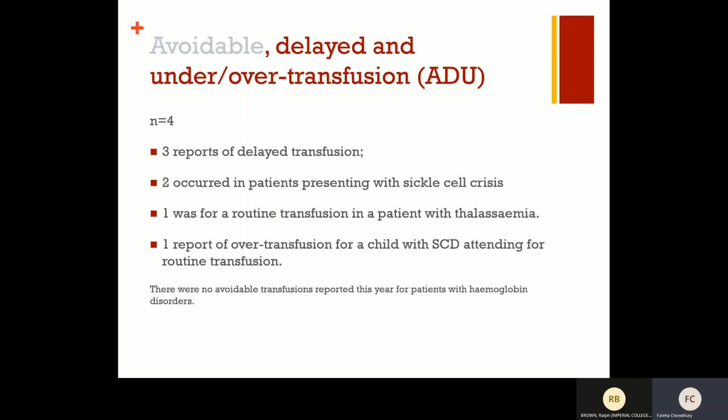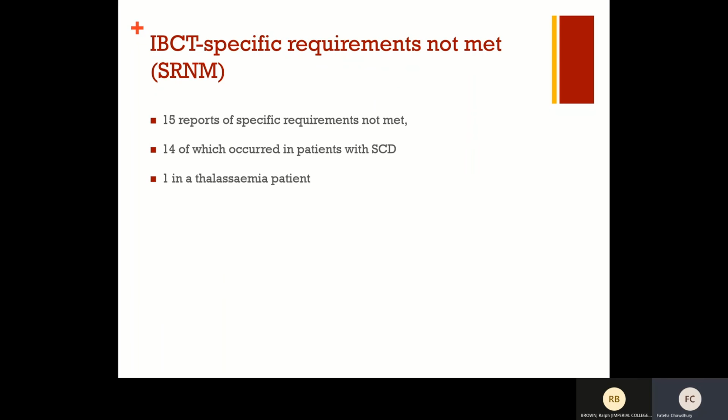So I'm going to take you through some of the reports now. So for delayed and under or over transfusion, there were 4 reports. 3 were of delayed transfusion, 2 occurred in patients with sickle cell crisis. 1 was for a routine transfusion in a patient with thalassemia. And there was 1 report for over-transfusion in a child with sickle cell attending for a routine transfusion. There were no avoidable transfusions reported for 2020.